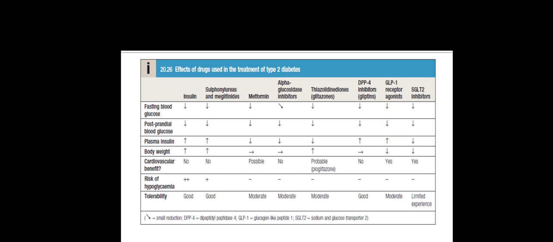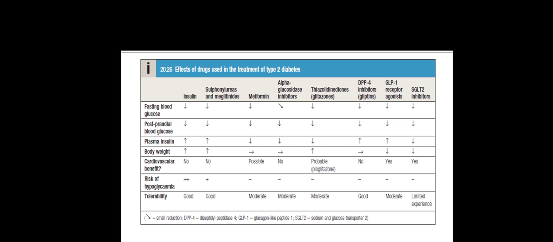So this table gives you all the groups of drugs which are used to reduce blood glucose levels and their effects on the fasting blood glucose, postprandial blood glucose, the plasma insulin, body weight, cardiovascular benefits, risks of hypoglycemia and tolerability. So it's a very important table wherein you summarize all the effects of the drugs, and it is based on these effects that you decide on the combination therapies that you will be using in a particular patient.